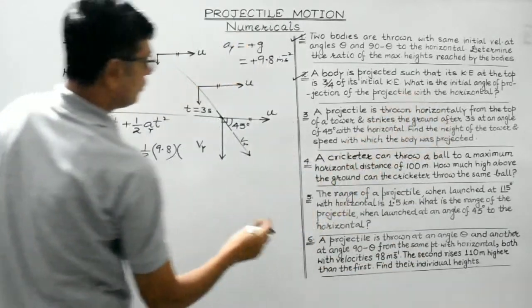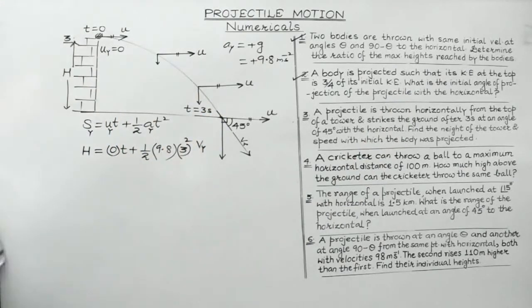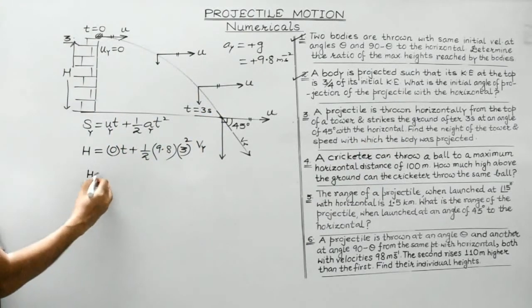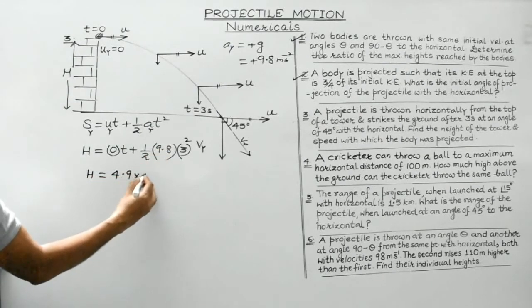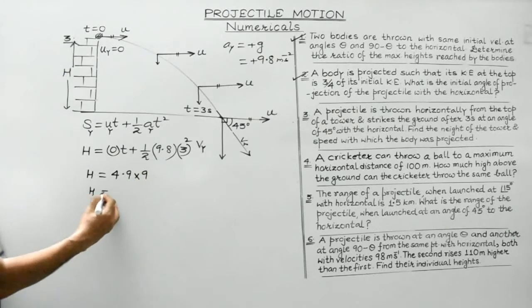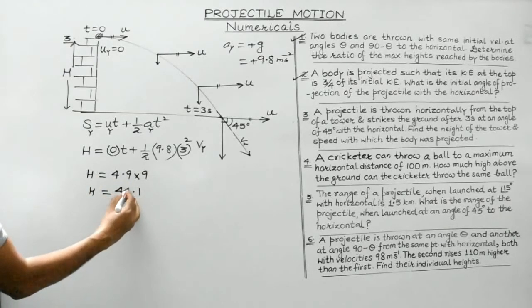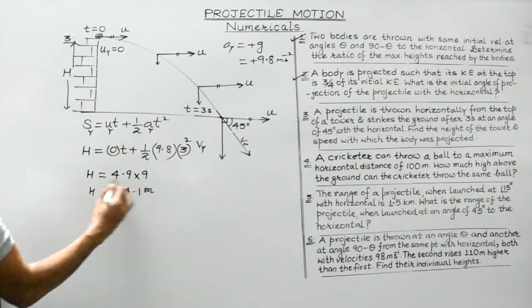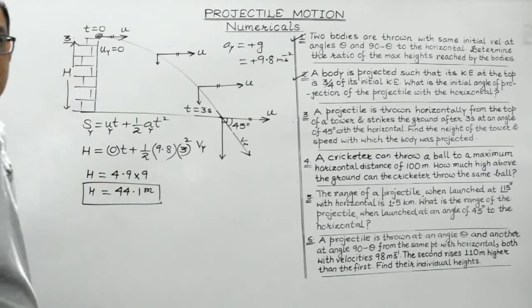Time is given to be 3 seconds. That's the time of flight. So 3 squared, right? So what you get is h equals 4.9 multiplied by 9. So that will give us 44.1 meters. So this is the height of the tower, students.